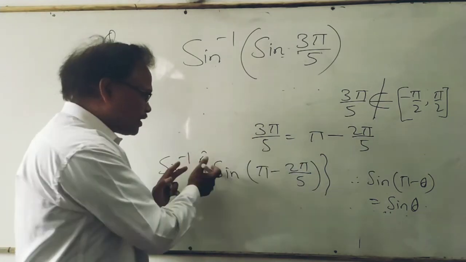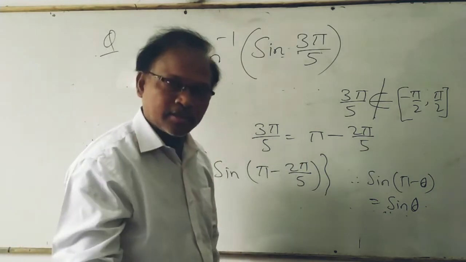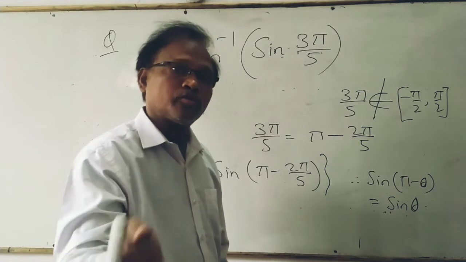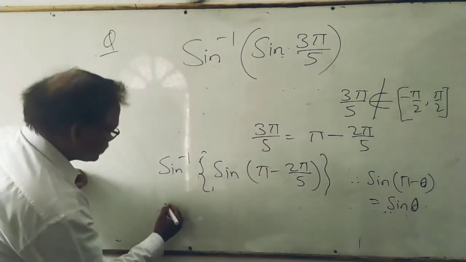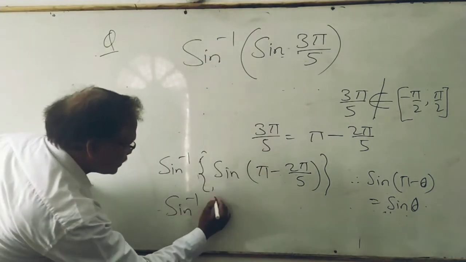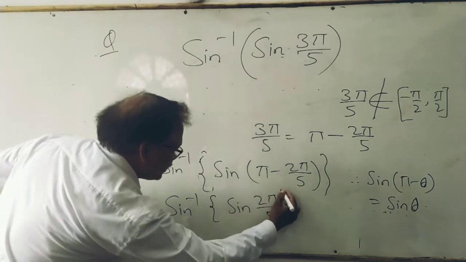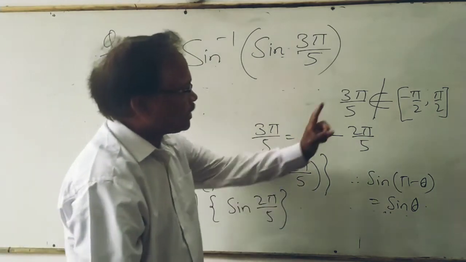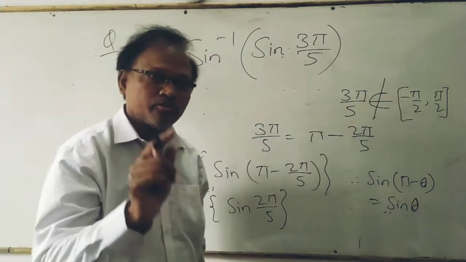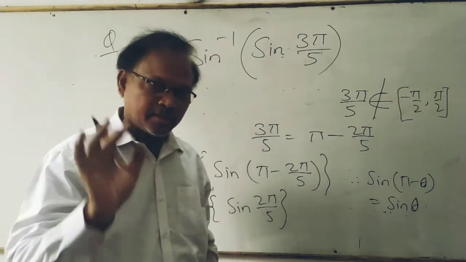And you will not get the negative value, जैसे कभी कभी minus sin theta आ जाता है, minus cos theta आ जाता है, that should not be also. तो sin inverse, now you can write as sin 2 pi by 5. And this 2 pi by 5 lies between minus pi by 2, pi by 2. You can check. Pi is equal to 180 degree.